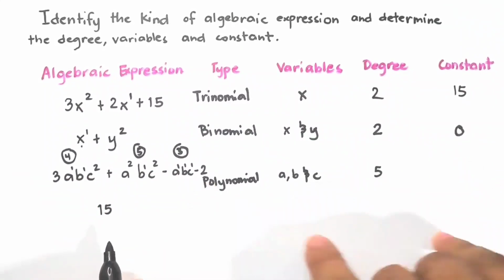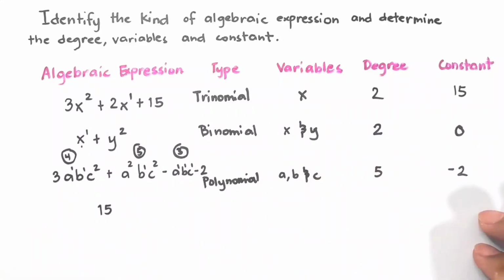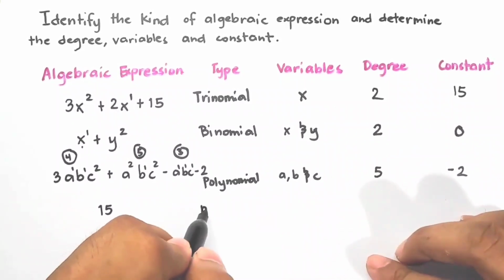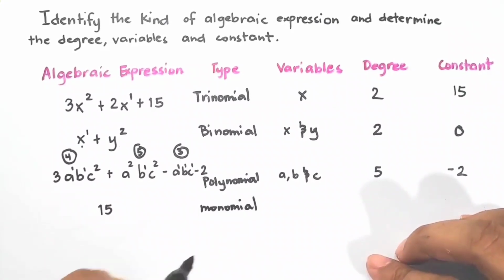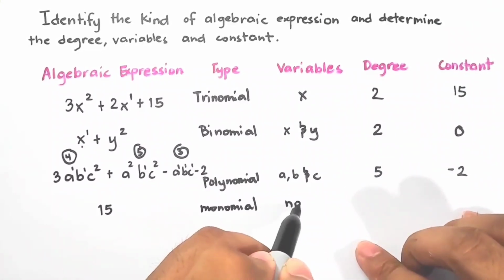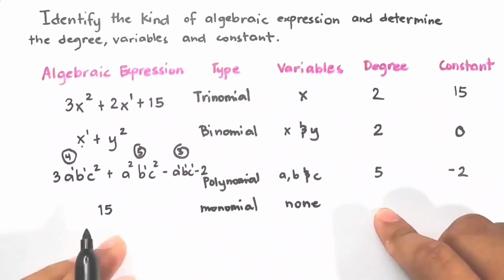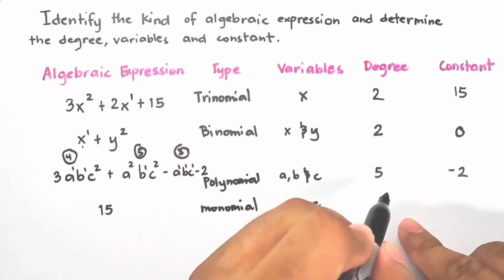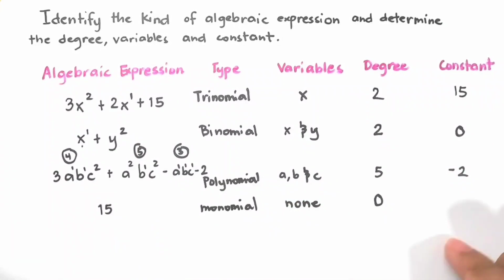So what about the constant? The constant is negative 2. Okay? So let's continue. Here, yung ating algebraic expression is a constant. Single term lang siya, meaning that is a monomial. What about the variable? Variable natin is none. Wala. Degree? Remember guys, if the algebraic expression is a constant, automatically the degree is 0. So what about the constant? The constant is 15. So yun.